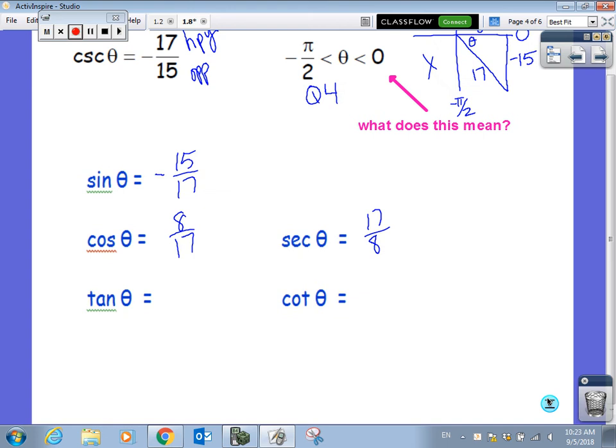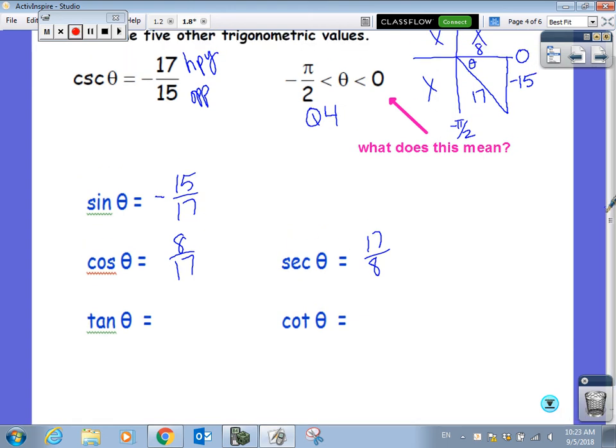And then TOA: tangent of the angle is opposite over adjacent, so negative 15 over 8. And then the reciprocal of tangent is cotangent, so negative 8 over 15.